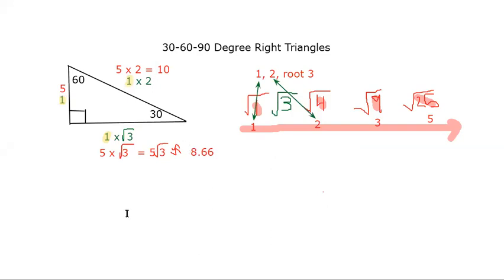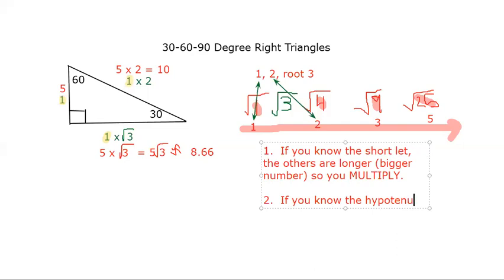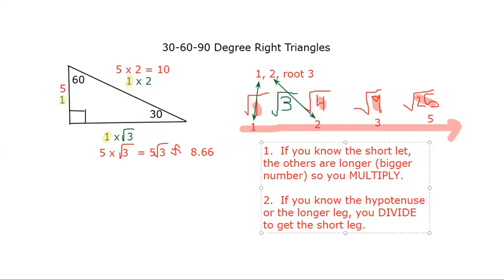Again, we were getting bigger. So if you know the short leg, here's a little rule. If you know the short leg, the others are longer. That's a bigger number, so you multiply. If you know the hypotenuse or the longer leg, you divide to get the short leg. Because on this one, it's all different.